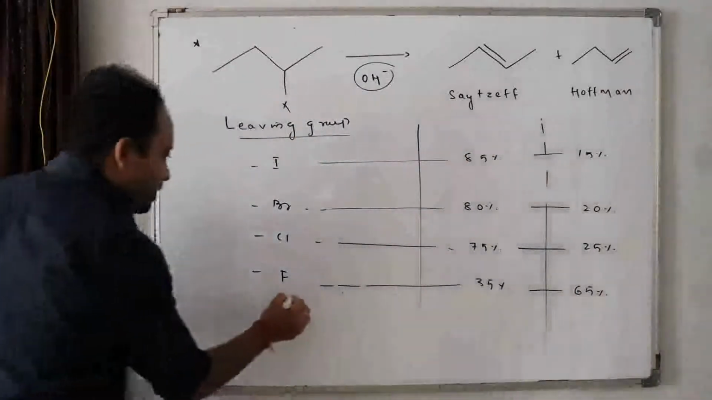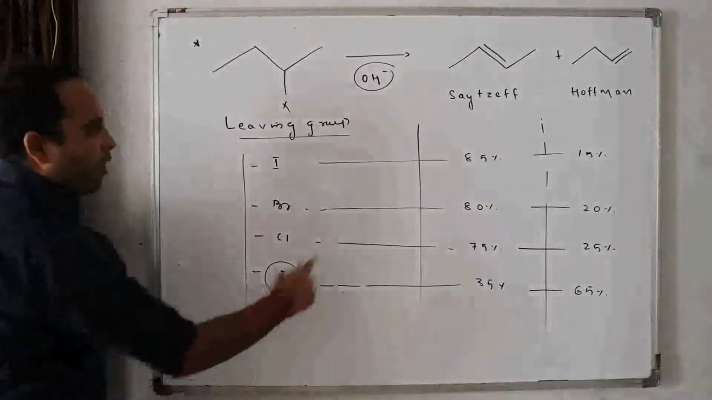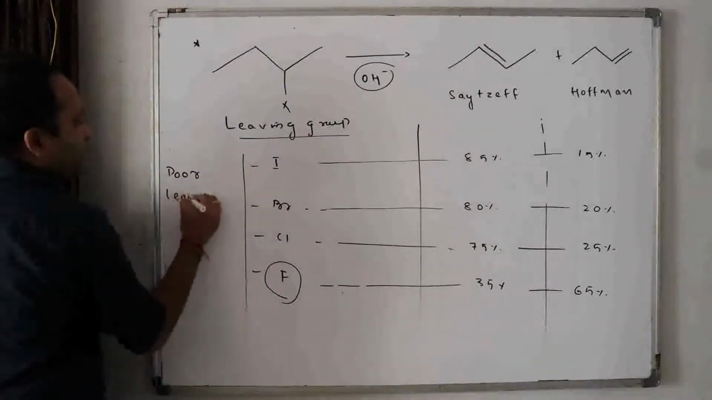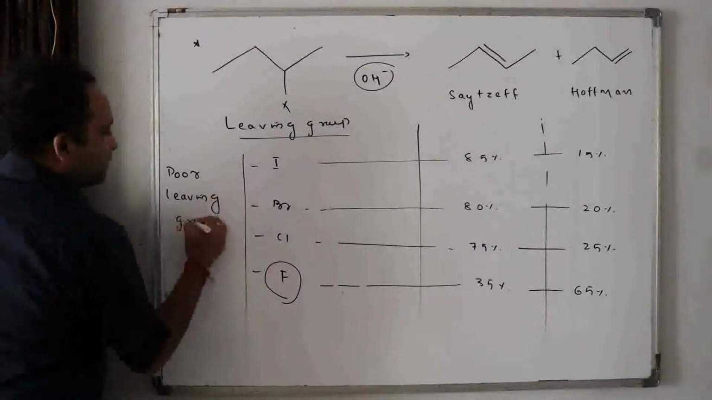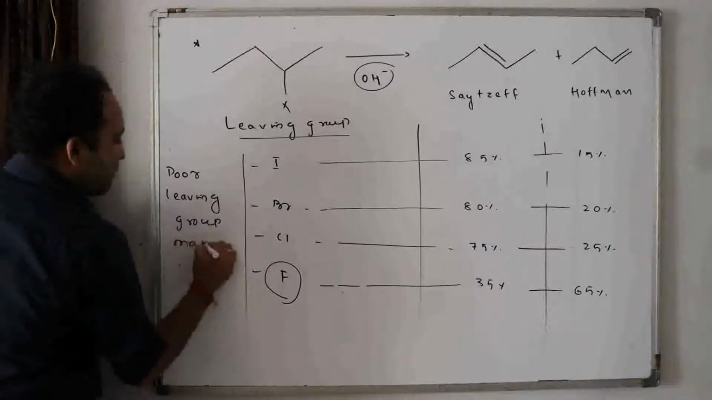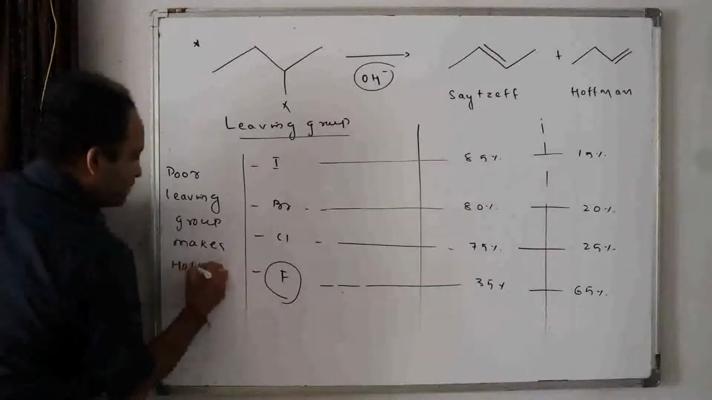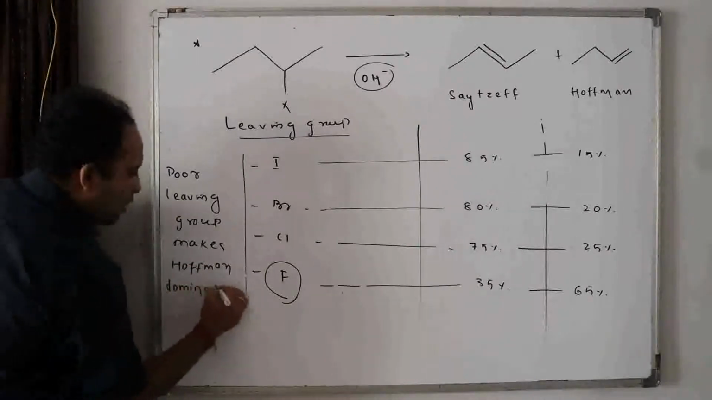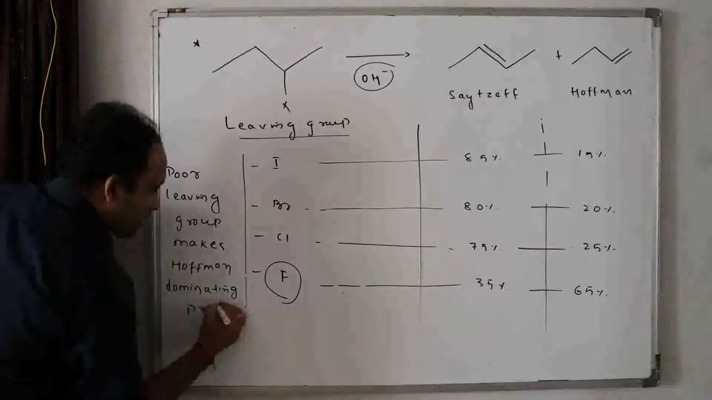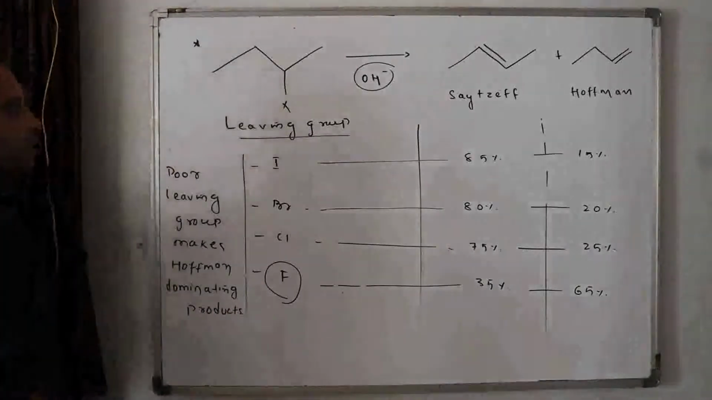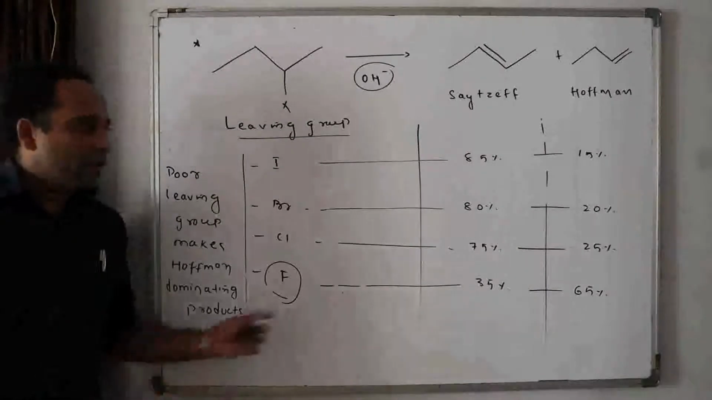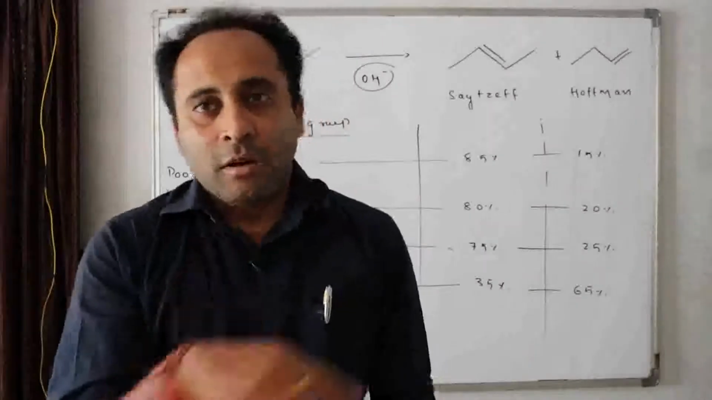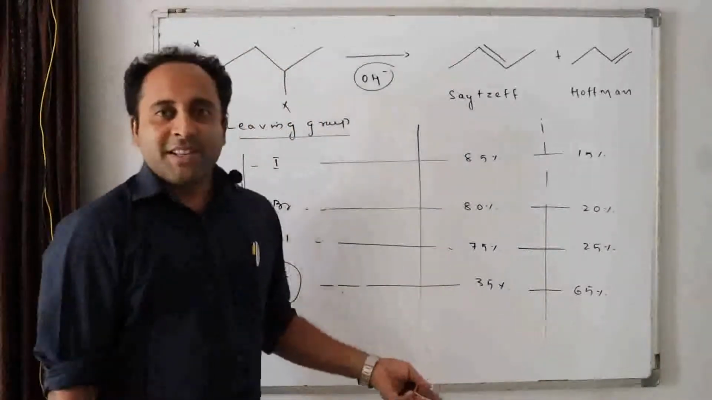It means when there is a very poor leaving group, Hofmann dominates. A poor leaving group makes Hofmann dominating products. Okay? Easy? Hofmann dominating means less crowding. And what about Zaitsev's? More crowding. Do you understand this analysis?